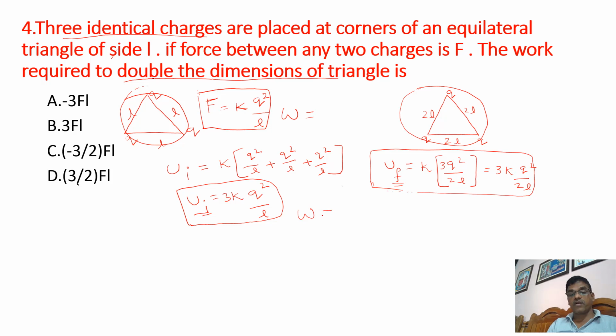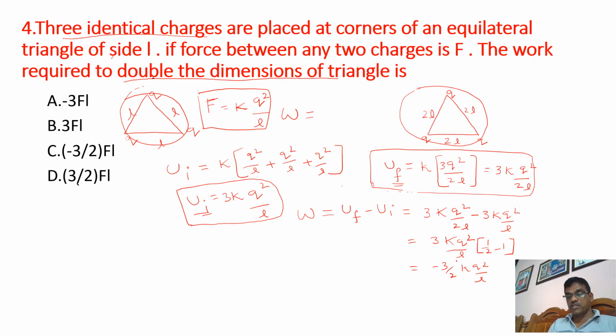What we want to calculate is the work done required to double the dimension of the triangle. So for this work done, it is final potential energy minus initial potential energy. So 3 K Q square by 2L minus 3 K Q square by L. So we will get 3 K Q square by L times (1 by 2 minus 1). So finally we will get minus 3 by 2 K Q square by L.